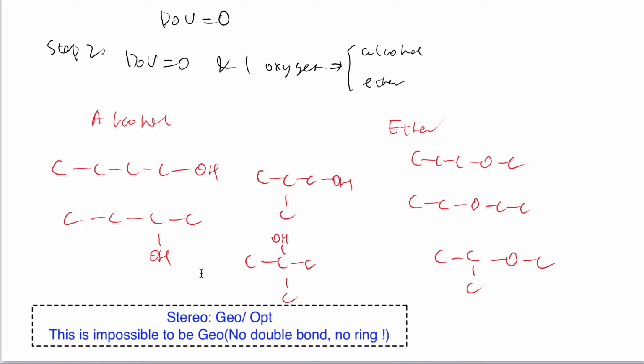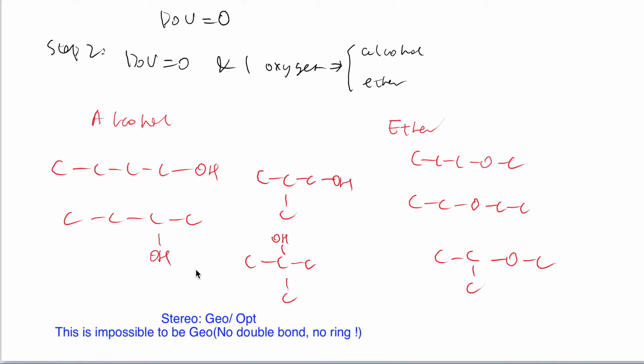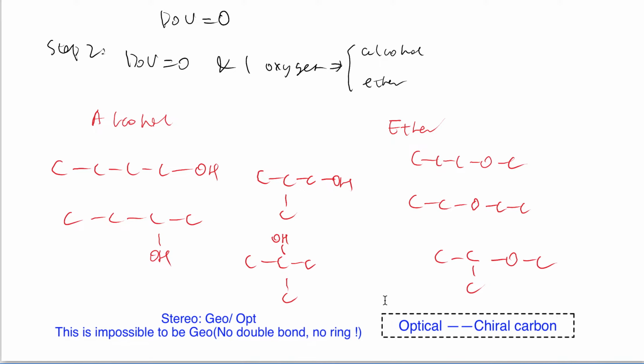So please remember, if you want to have any geometric isomer, you must have a double bond or a ring. If you don't have either, you can never have a geometric isomer. And so in this case, we can only have optical isomer. For optical isomer, you just find any chiral carbon. So remember what's a chiral carbon? A chiral carbon is a carbon attached to 4 different groups. So we just need to examine them one by one.